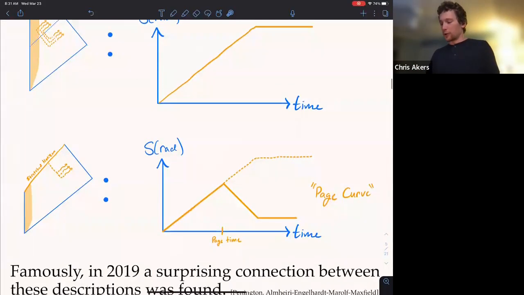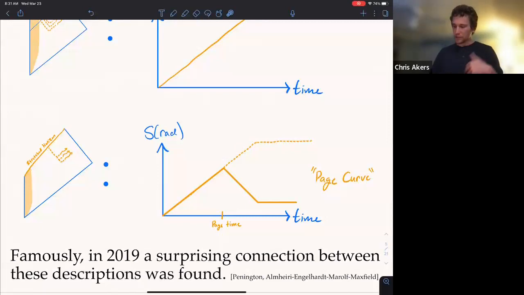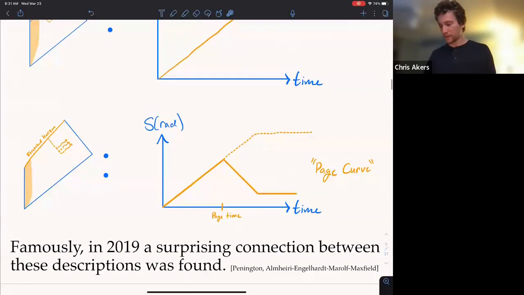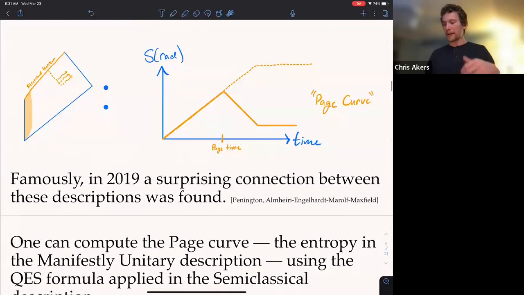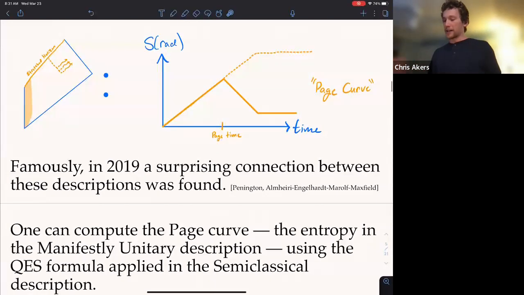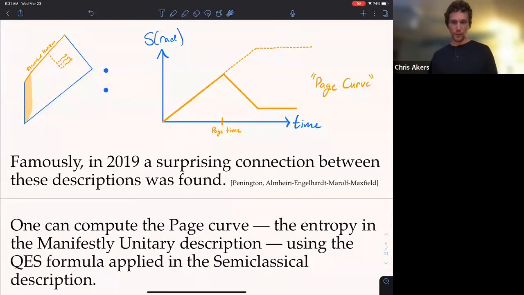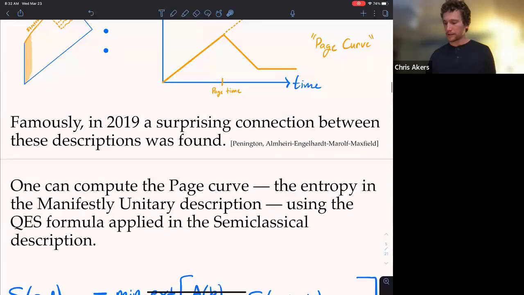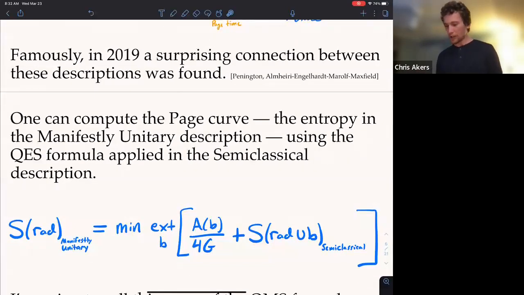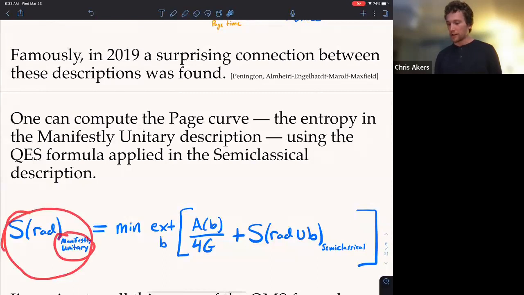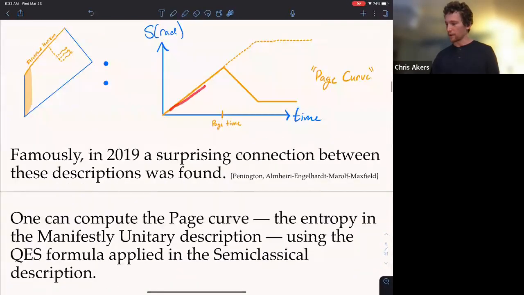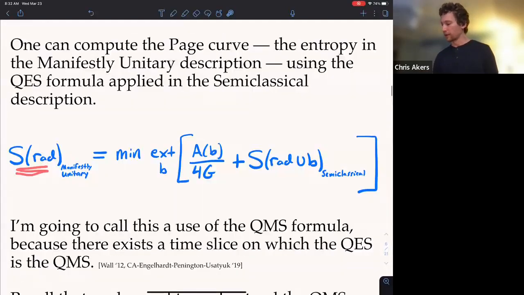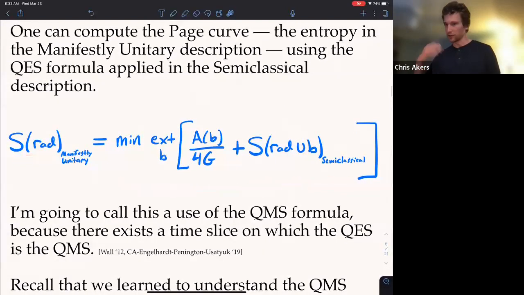Okay, so famously in 2019, a surprising connection between these descriptions was found, as you'll likely recall. In the language that I want to use, that connection was that one can compute the Page curve, which is the entropy in the manifestly unitary description, using the QES formula applied in the semiclassical description. So to write it in an equation, you can compute the manifestly unitary answer, the one following this curve, with this formula, which we recognize as the QMS or QES formula.